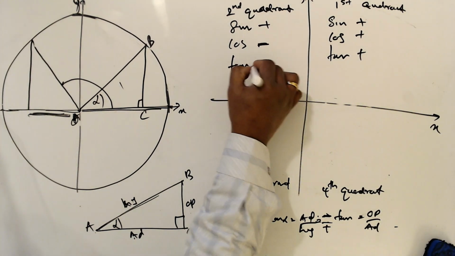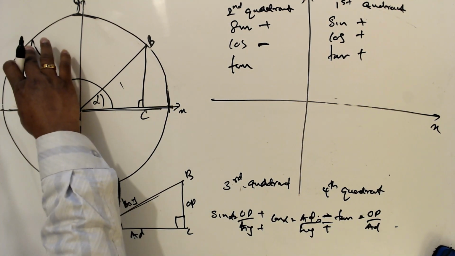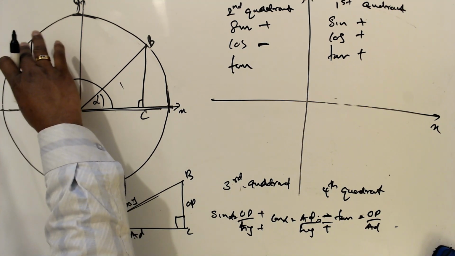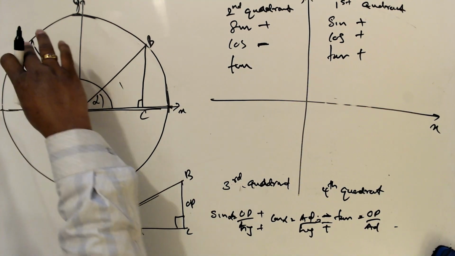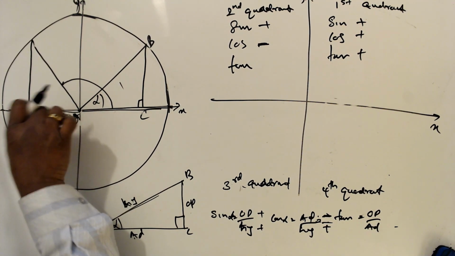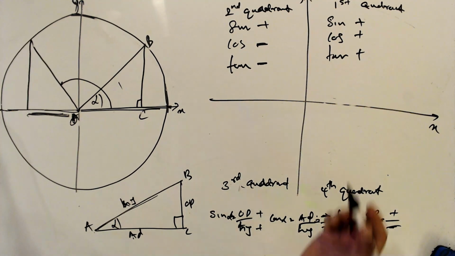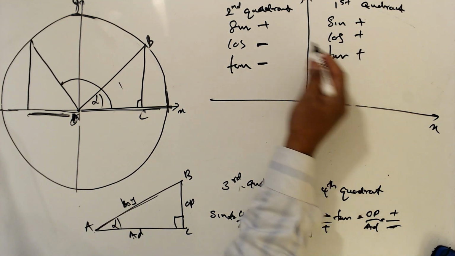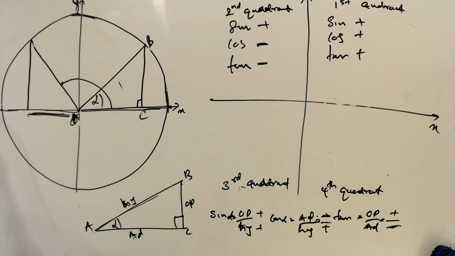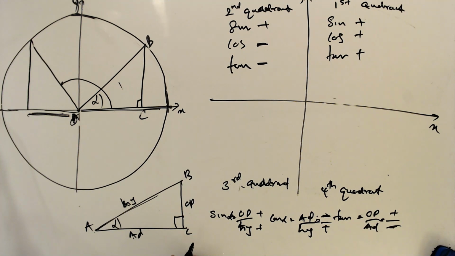Then tan. Tan means opposite divided by adjacent. Opposite is positive, and here adjacent is negative now. Then positive divided by negative is negative. Now in the first quadrant all are positive, but in the second quadrant only sine is positive, and cos and tan are negative.